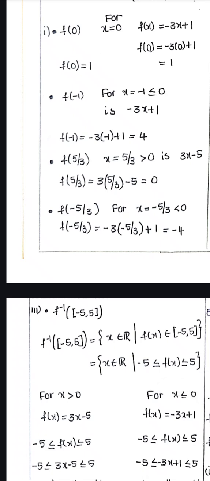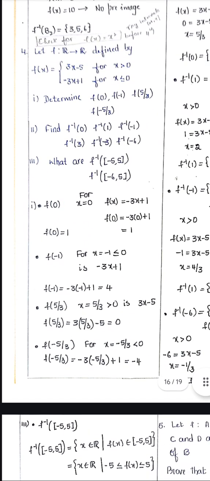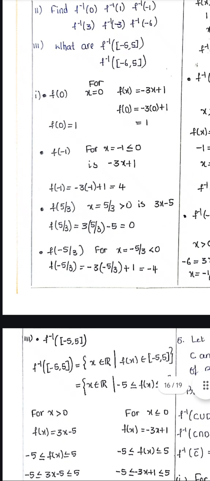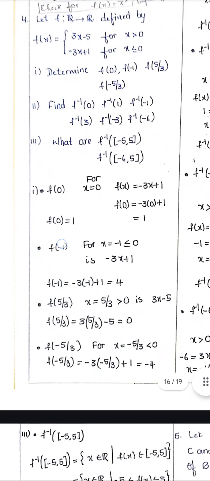F of 5 by 3, what they have asked us to find? F of 5 by 3: x equals 5 by 3 is greater than 0, so it is 3x minus 5. 3 into 5 by 3 is 5, then 5 minus 5 is 0. So f of 5 by 3 we got as 0. But f of minus 5 by 3, what will we get? For f of minus 5 by 3, x equals minus 5 by 3. It is less than 0.